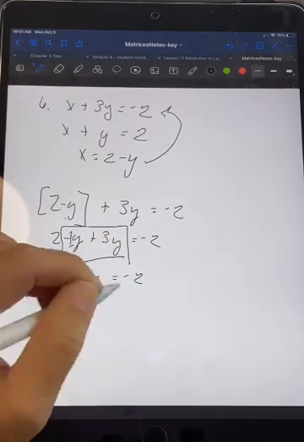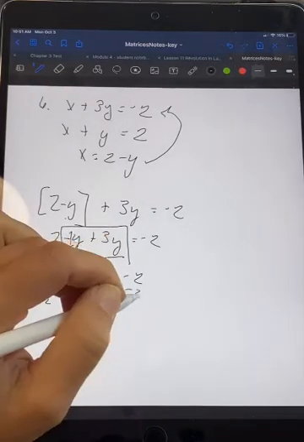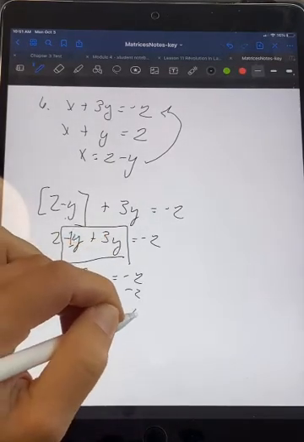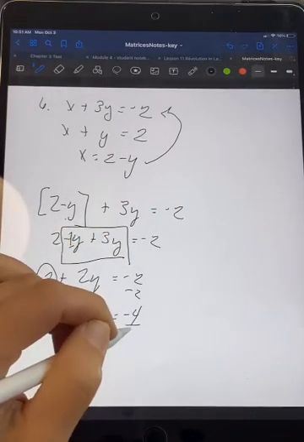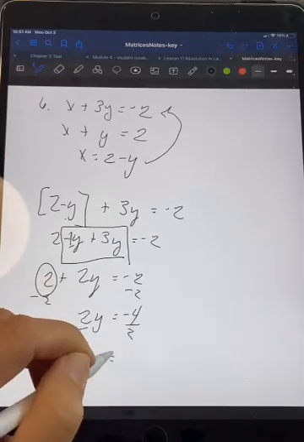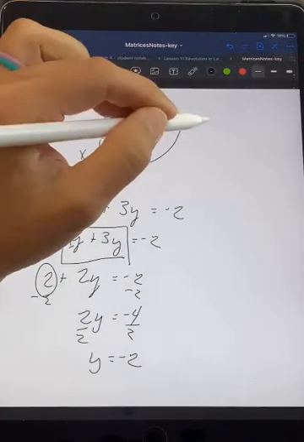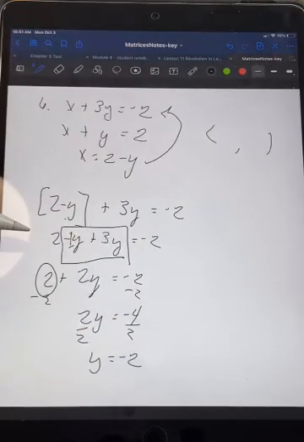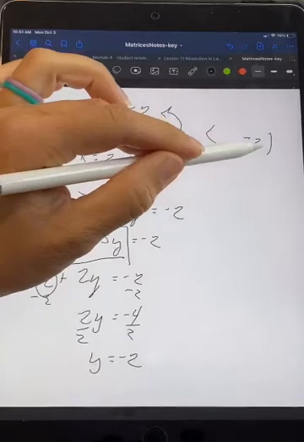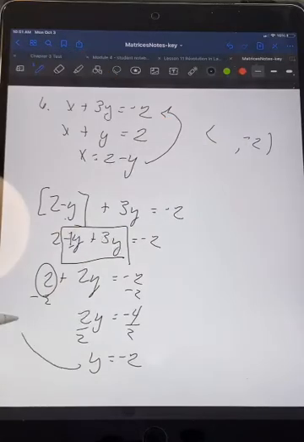I'm going to move my 2 over by subtracting it from both sides. So I have 2y is equal to negative 4. Divide both sides by 2, y is equal to negative 2. Again, that is only one part of our solution. y is negative 2. So what's x? Well, we go back up and we plug it in.